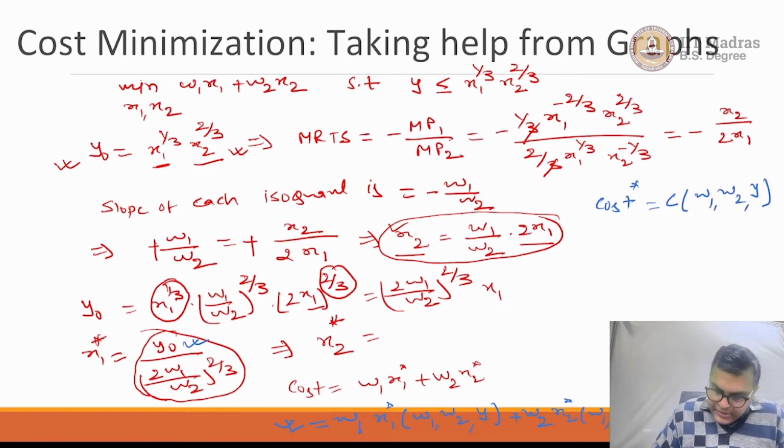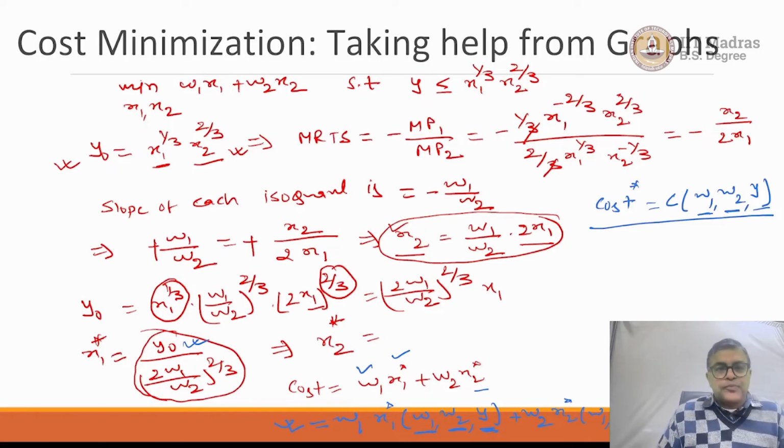Why? Because it's a function of W1 x1 star, which is in turn a function of W1, W2 and Y. And similarly, x2 star is again a function of W1, W2 and Y. So the optimal cost is going to be a function of W1, W2 and Y, and we will come back to it. So this is much cleaner, much simpler to obtain than the earlier technique that we had used.